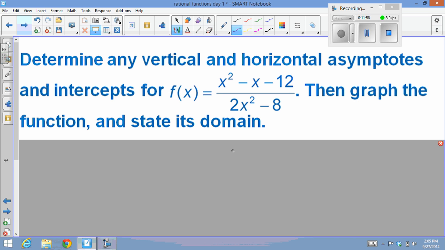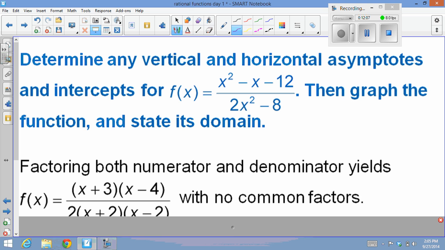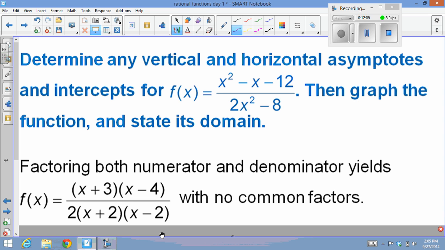For the next equation, again, first step would be to factor. So if I factor the top and I factor the bottom, I would be left with that equation. Again, nothing cancels out. So that's the equation in simplest form. So I would need to find my domain. My domain will be the reals, except where x equals 2 and x equals -2. My vertical asymptotes will be where x equals -2 and x equals +2.